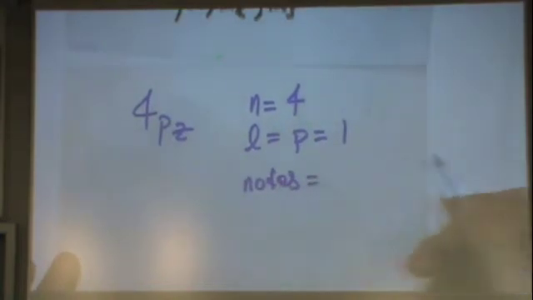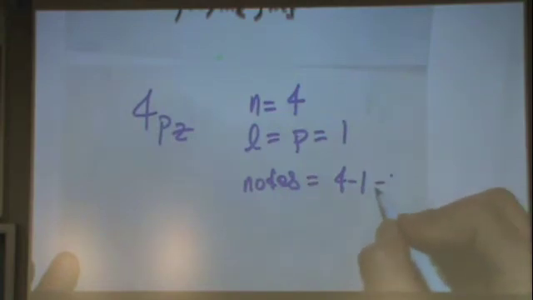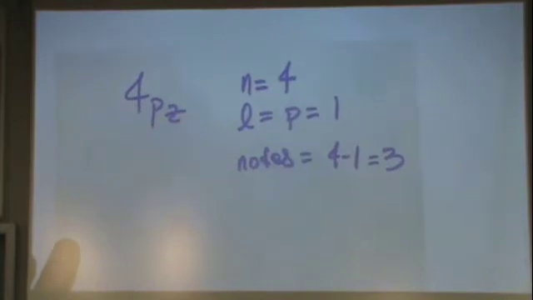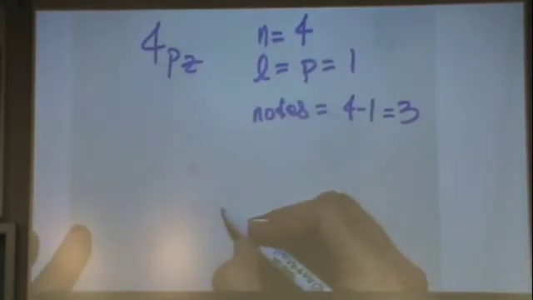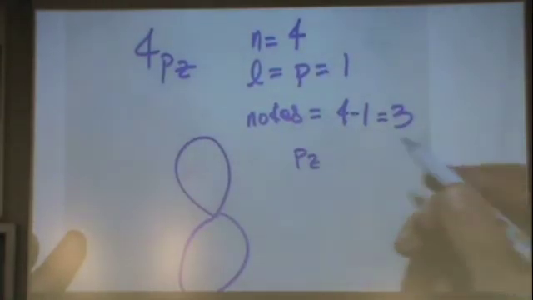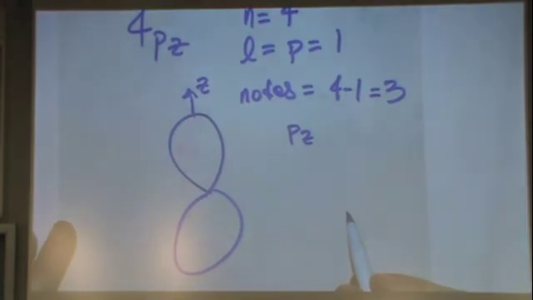How many nodes are there? Yeah, 4 minus 1, or n minus 1. There's 3 nodes. So, you would say, oh, I know what that looks like. That's a 4PZ, so this is on the z-axis.